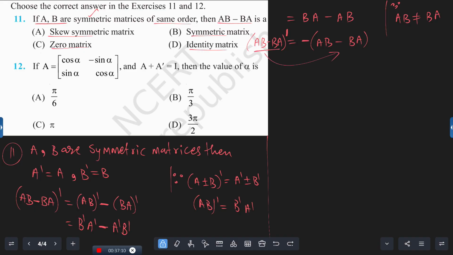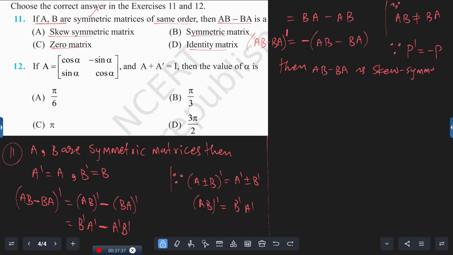If you get it like that, what can we say? Very good. Skew symmetric. If you write P dash is equal to minus P, we can say that it is skew symmetric. Then AB minus BA is skew symmetric.